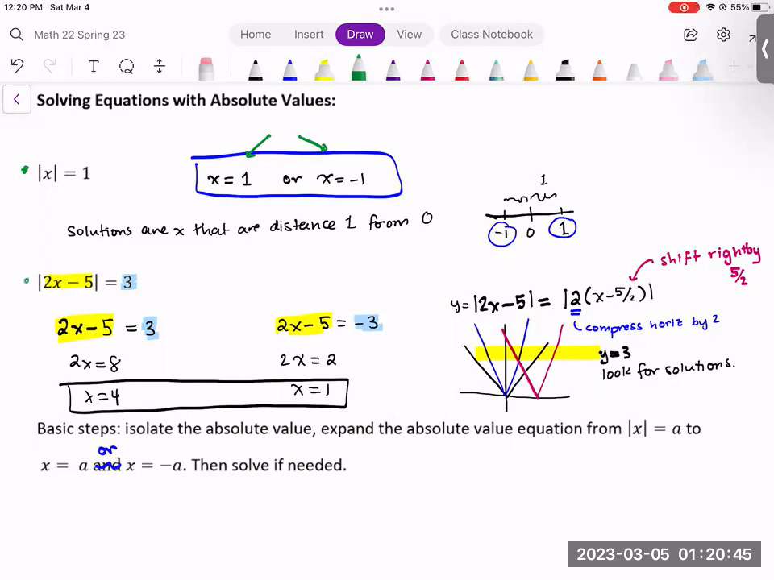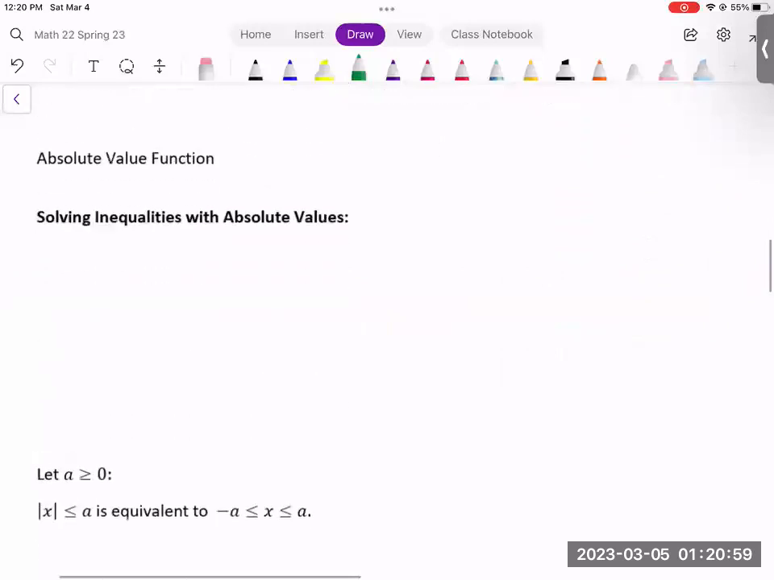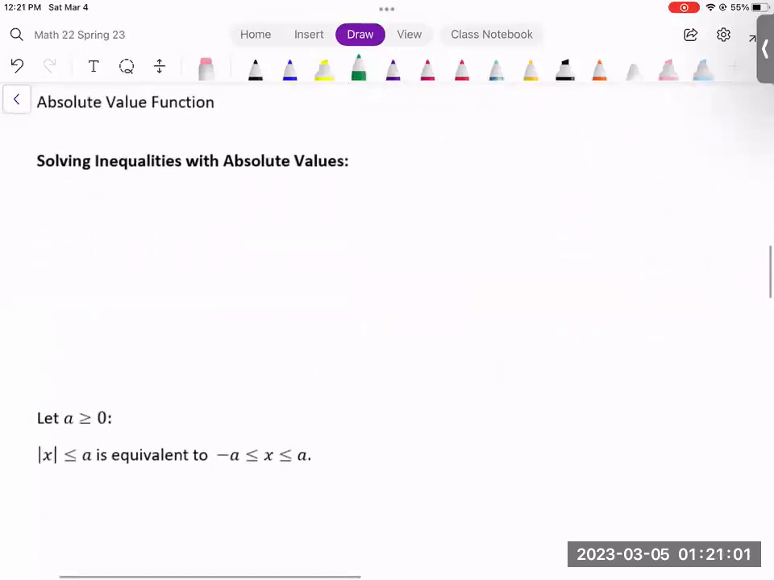And we did the same sort of thing here. We started out with this absolute value isolated, and we expanded it into two equations here. And then we solved. Okay. Next, we'll look at solving inequalities with absolute values.